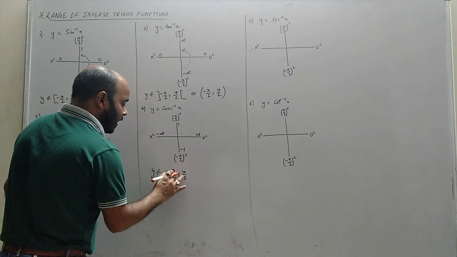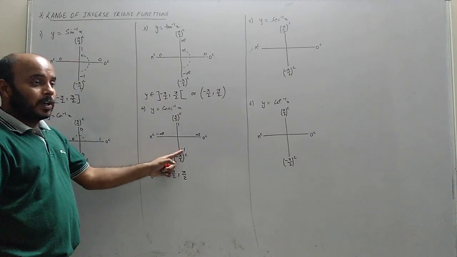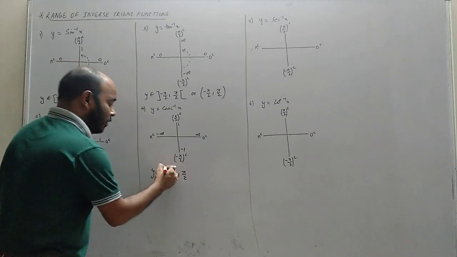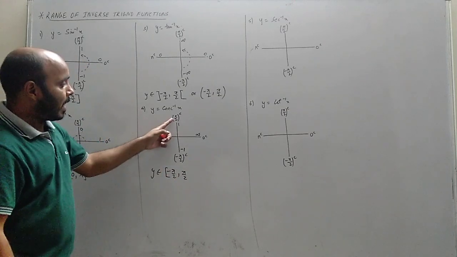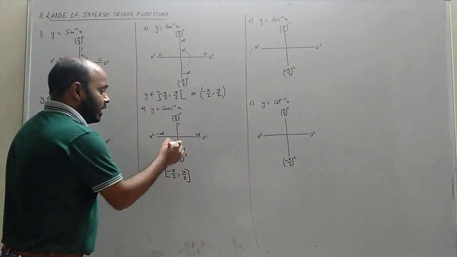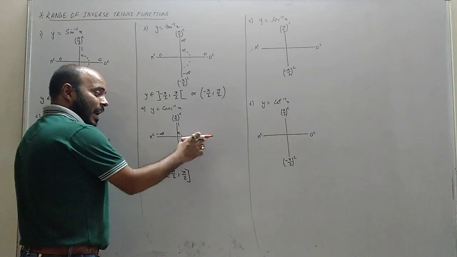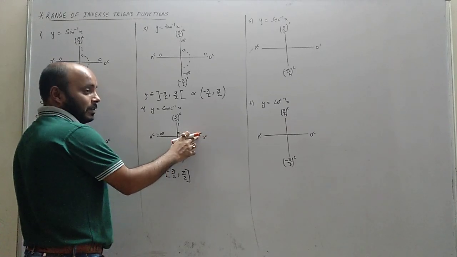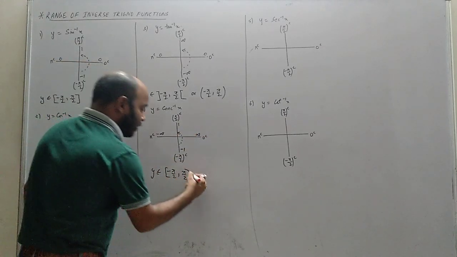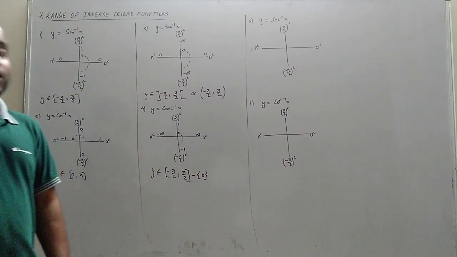Now listen very carefully about the brackets. See, at minus pi by 2 we have minus 1. Minus 1 is a finite number, so put a close bracket. At pi by 2 we have 1, again put a close bracket, finite number. In between these two, we have 0 radian. But at 0 radian, the value is infinity. So infinity we cannot take. So minus braces 0. Okay, class?